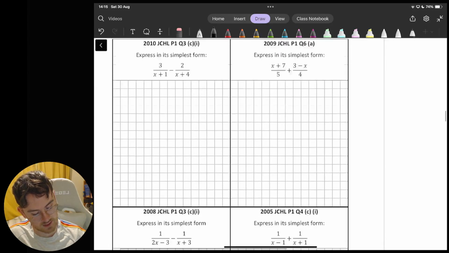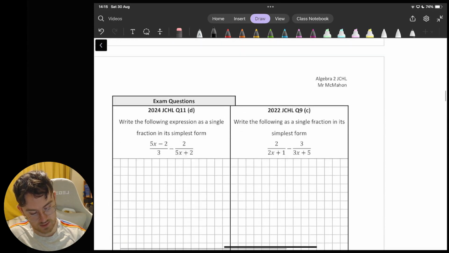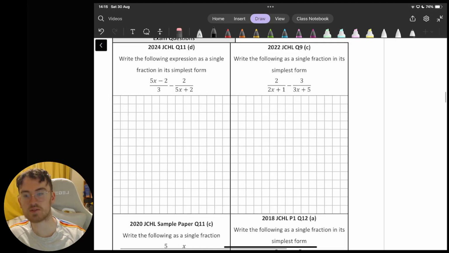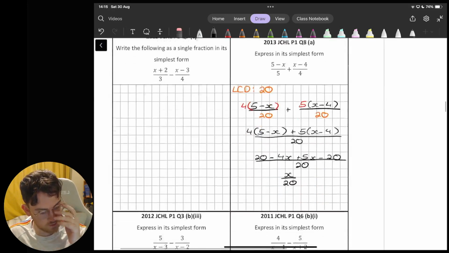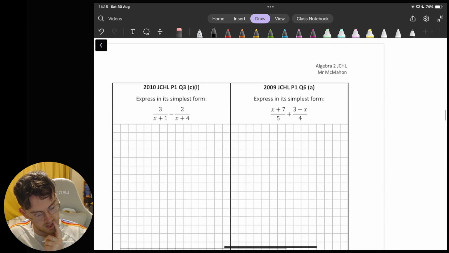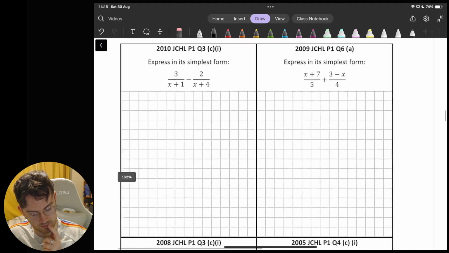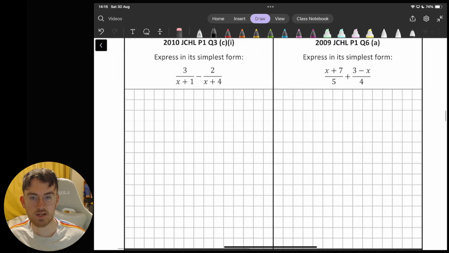I'm trying to see, is there one that we can do in any sort of quicker method, but there doesn't seem to be. So we'll just pick one that looks interesting. Let's go with, well, let's go with any of them. Let's go with this one here, the 2010 one.